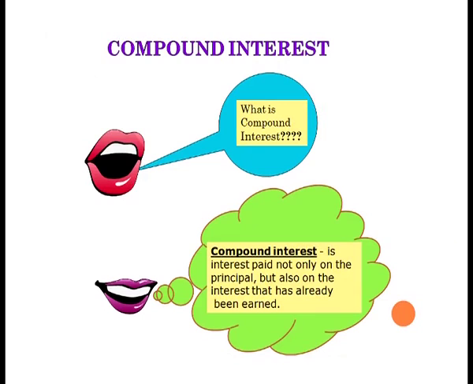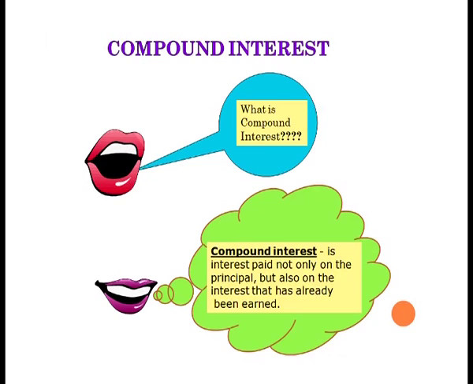Calculation of compound interest is an important application of percentage. In compound interest, interest is paid on the principal as well as on the interest that has already been earned. In each year, there is a new principal amount. Now we shall discuss another important application of percent, which is well known as compound interest. Can you tell me what is compound interest? Compound interest is the interest paid not only on the principal but also on the interest that has already been earned.